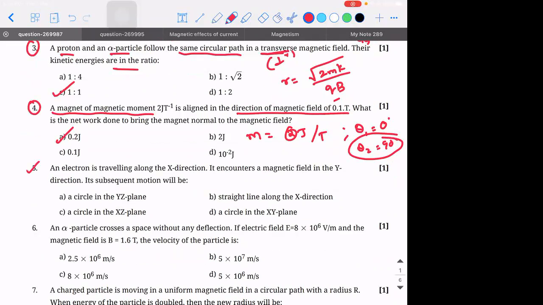There is an electron which is traveling along the x direction. It encounters a magnetic field in the y direction. Its subsequent motion will be? So who is going to decide the motion of the charged particle in the magnetic field? Which parameter of it? Is it kinetic energy, momentum, force? What is it?